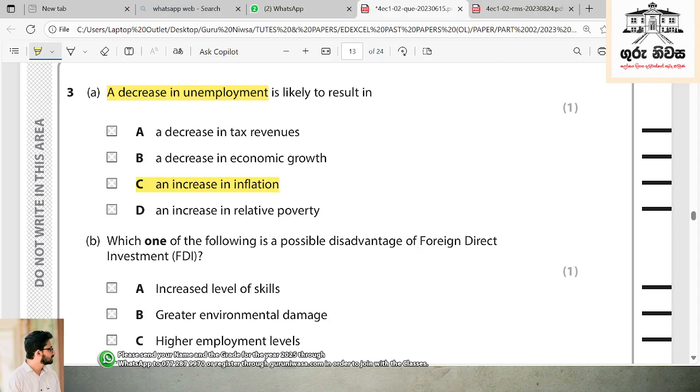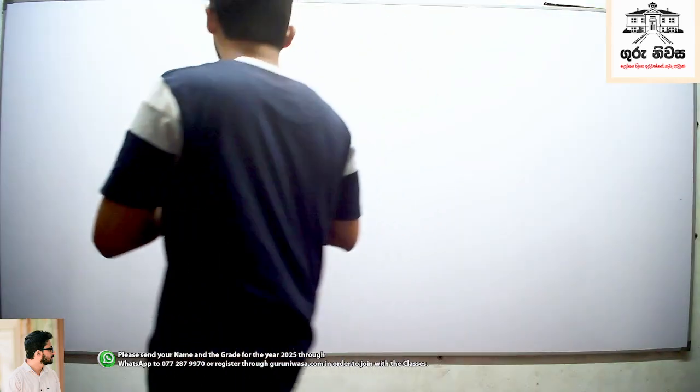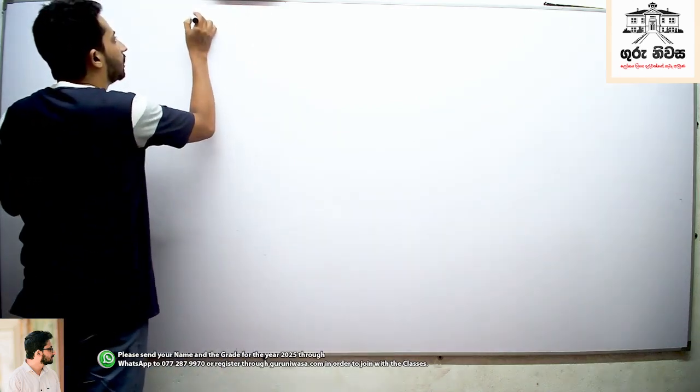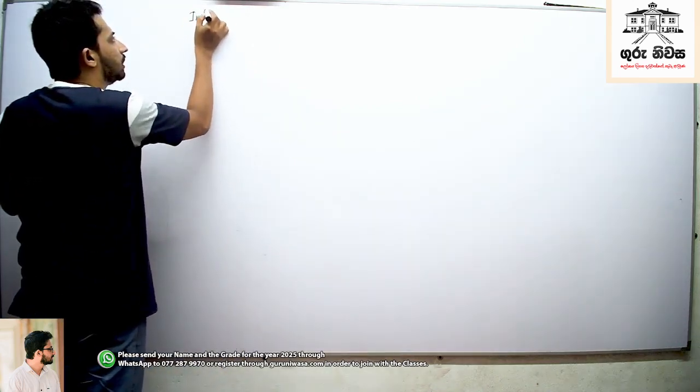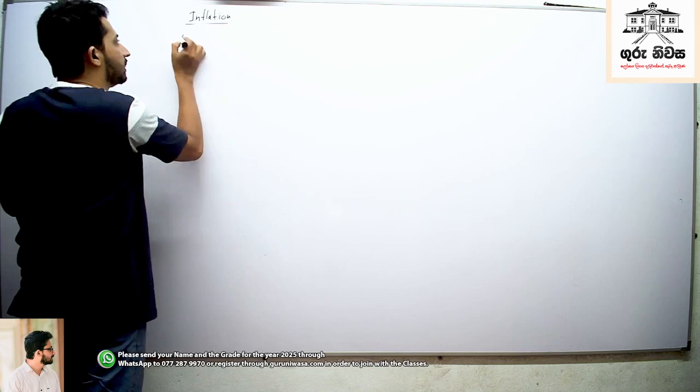Could I write down this small note regarding inflation? How to define inflation? A continuous increase in the general price level of goods and services in an economy. Yeah, good.